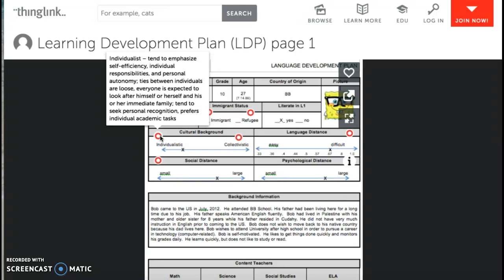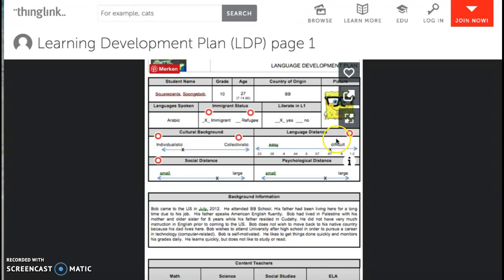It gives them some information about the cultural background, whether students are individualistic or more collectivistic. That's really important to know in terms of grouping and how comfortable students feel when they're placed in groups, or if they'd prefer to work alone, especially for religious reasons or cultural reasons, boy-girl interaction, those types of things.